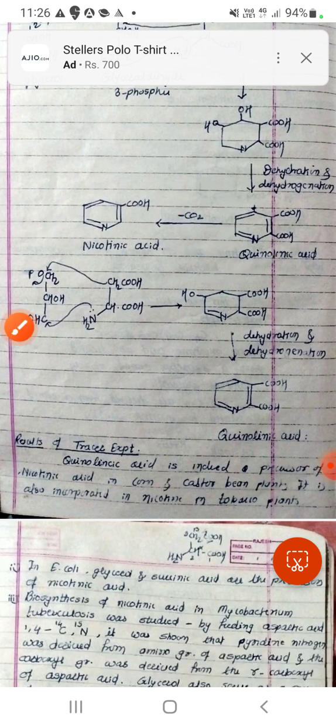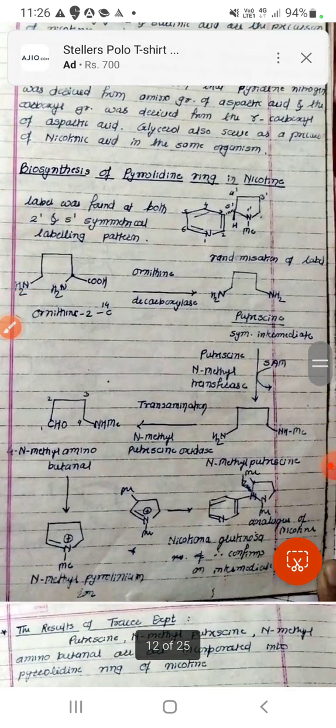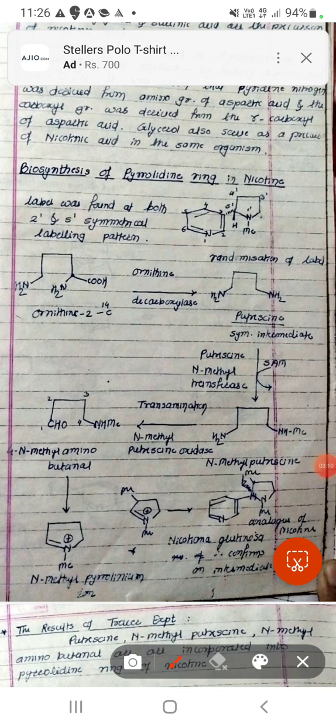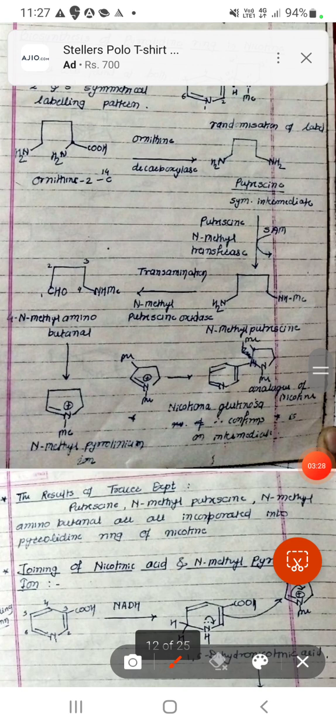So how this nicotinic acid is formed, we have seen. Next is the biogenesis of pyrrolidine ring. We are going to study the biogenesis of nicotine alkaloid. In this there is a nicotinic ring and a pyrrolidine ring. The nicotinic ring synthesis we have seen. Now the pyrrolidine ring structure: the precursor for pyrrolidine ring is ornithine, labeled with C14.